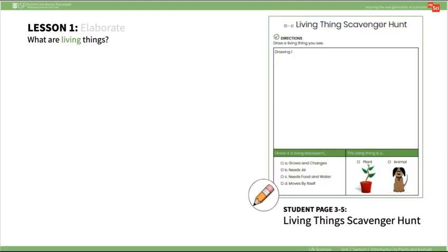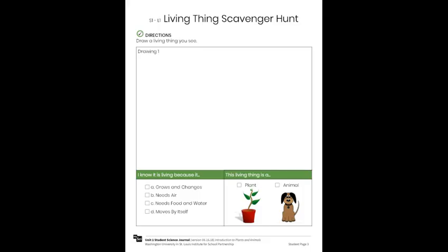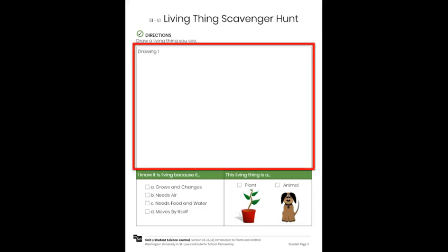In the Elaborate portion of this lesson, students will go on a hunt to look for living things in the school environment, or if weather and time do not permit, they can observe the environment outside the classroom window, or observe class pets and plants. They will record their findings by drawing the objects they find on the Living Things Scavenger Hunt pages. Direct students to draw one object they find in the large box on each page.